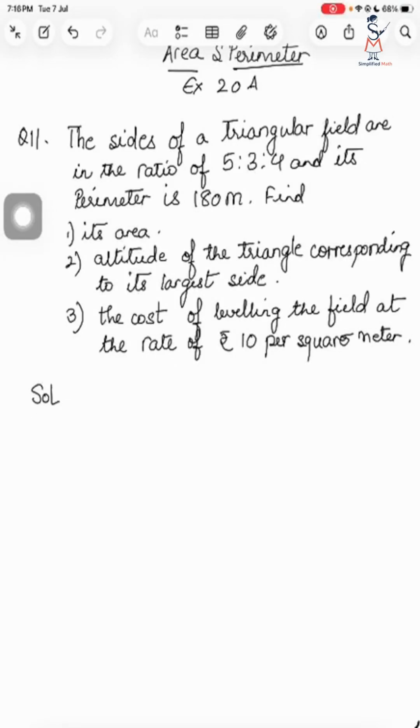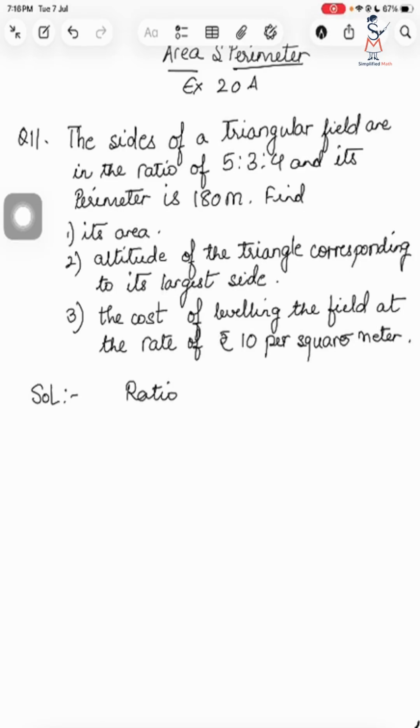Hi, we are doing area and perimeter exercise 20A, question 11 of class 9th. The sides of the triangular field are in the ratio of 5:3:4 and its perimeter is 180 meter. Find the area. So the first job is to find the area of this particular field which is in the shape of a triangle. Now we know that the ratio of the sides are given.